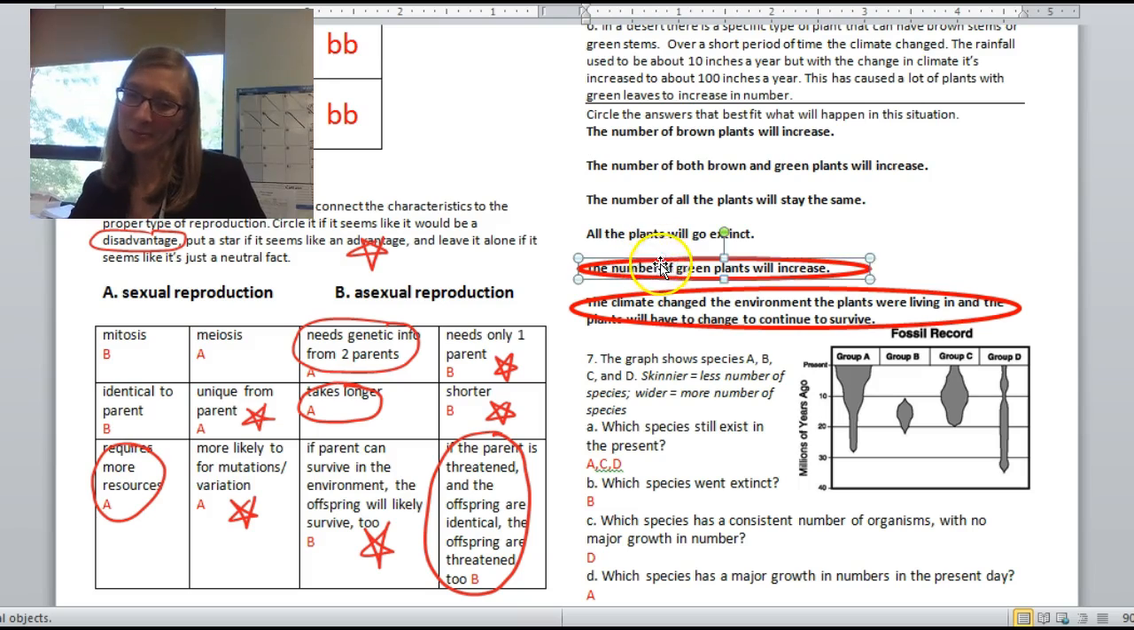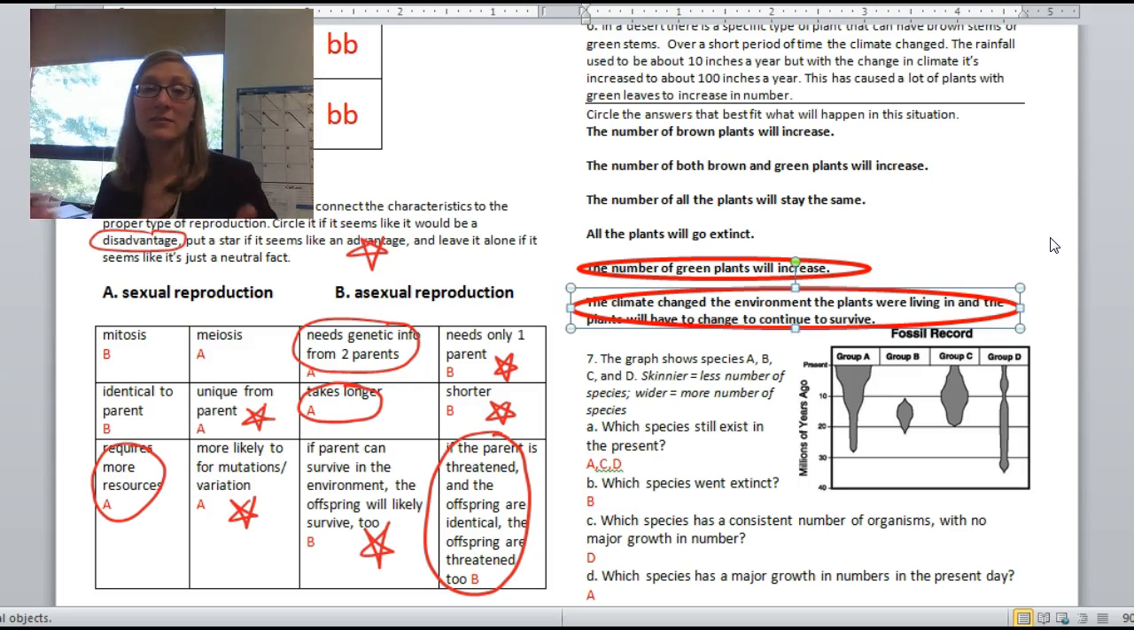Obviously, the number of green plants will increase because I said it already, so that was me not really paying attention. So hopefully you have that one circled. But this one down here you may not have had circled, that the climate changed the environment the plants were living in, and the plants will have to change to continue to survive. That's also true, and that's kind of the foundation behind the process of evolution.